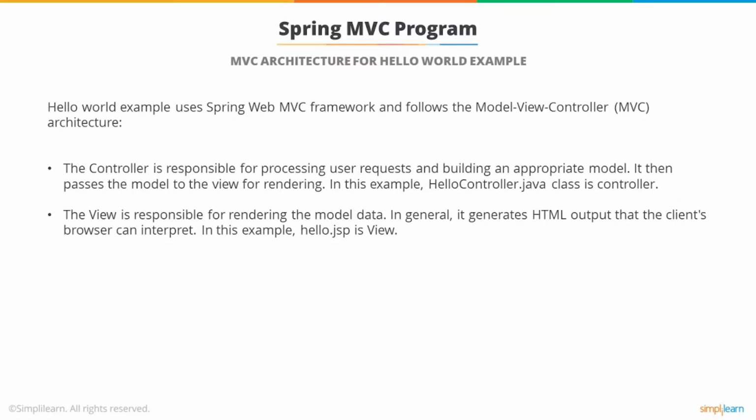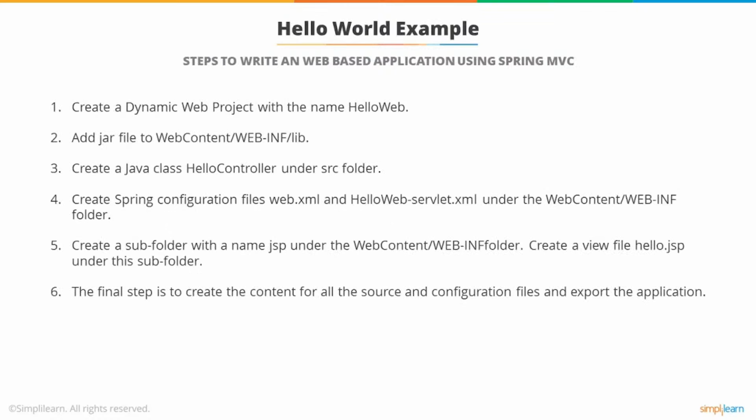The view is responsible for rendering the model data. In general, it generates HTML output that the client's browser can interpret. In this example, hello.jsp is the view. We create a dynamic web project with the name HelloWeb.